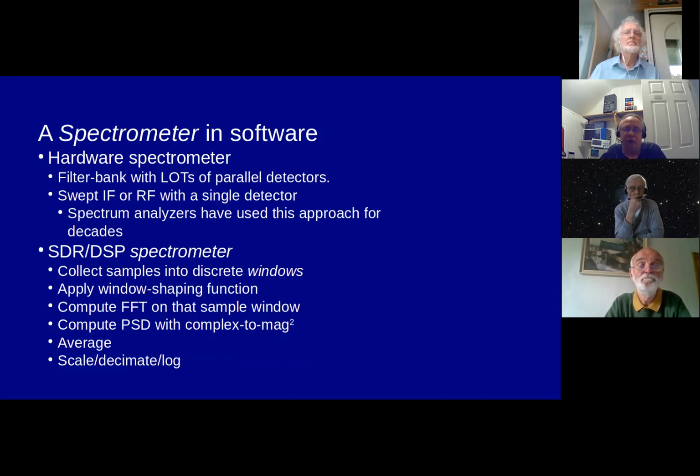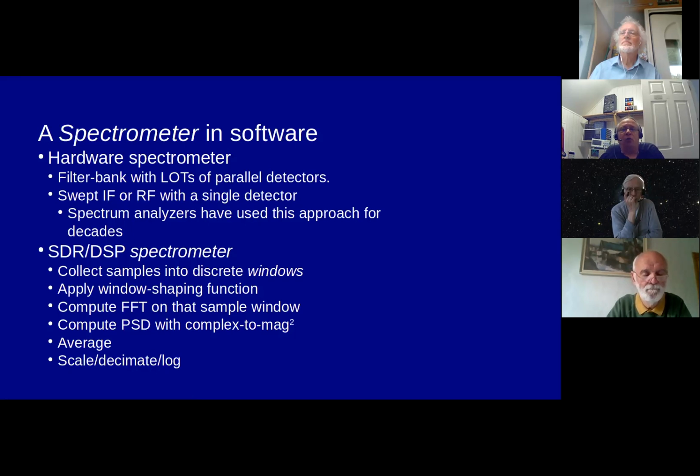And then a spectrometer in software. So in the old days, and actually there's still a fair number of laboratory instruments that work this way, a spectrometer would be a filter bank with lots of parallel detectors. In fact, the spectrometer at the Algonquin Radio Observatory, as I recall, was a filter bank spectrometer. So it had racks and racks of these very narrow bandpass filters and detectors, and then all of the detectors were sampled or on a chart recorder or something. I don't quite remember. It was such a long time ago.